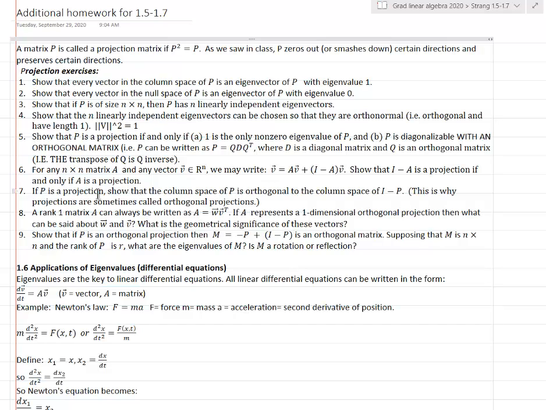Okay. Now if P is a projection, show the column space of P is orthogonal to the column space of I minus P.